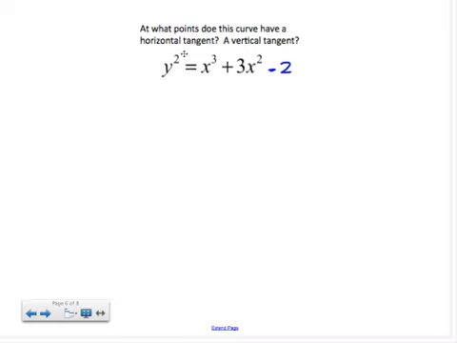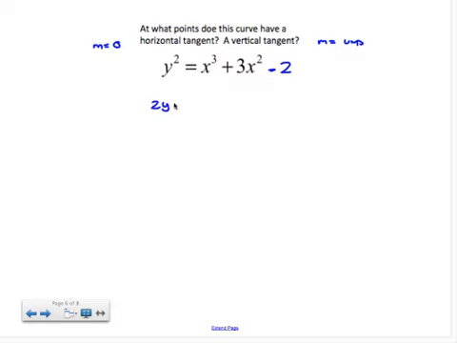This is a common AP type question. It asks us to find at what points on this curve the tangent line is horizontal, which means the slope of the curve is 0, and at what points on the curve the tangent line is vertical, which means that the slope of the tangent line is undefined.